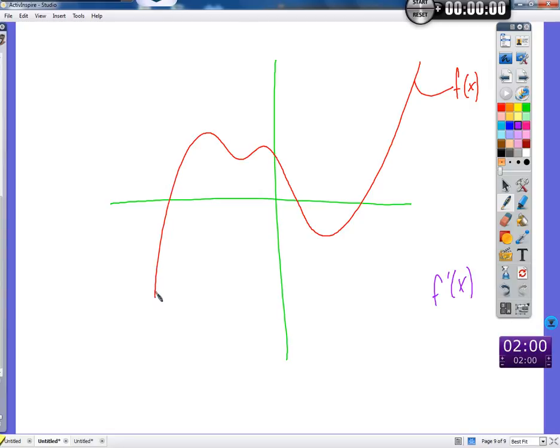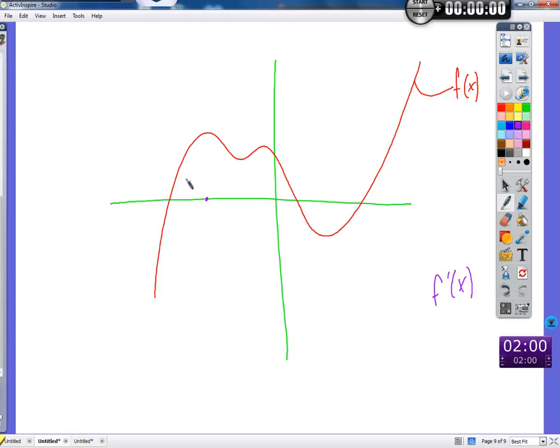Positive. Up, they're rising, so they're positive. How about right here? Still positive. What about here? And here? Zero. Okay. So that's going to be pretty easy. What's the value of the slope here? Zero. So where should the derivative, the function, be? At zero. At y equals zero. Right there.